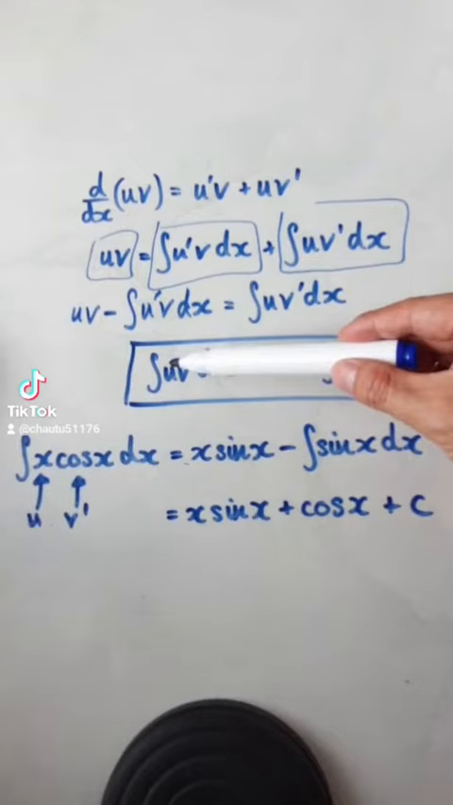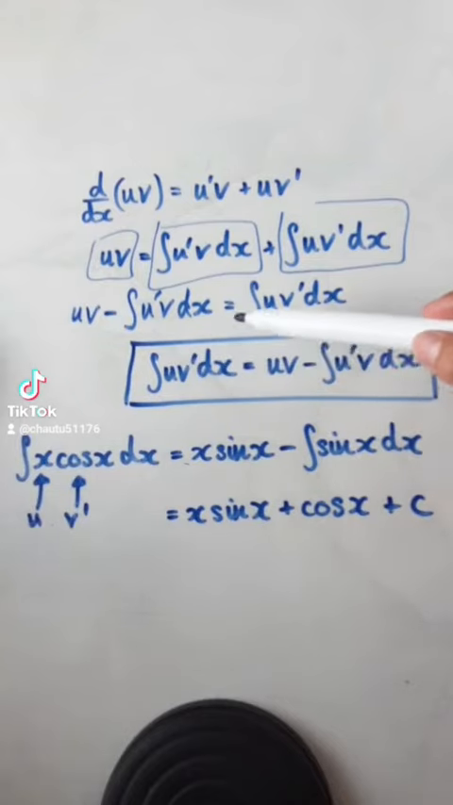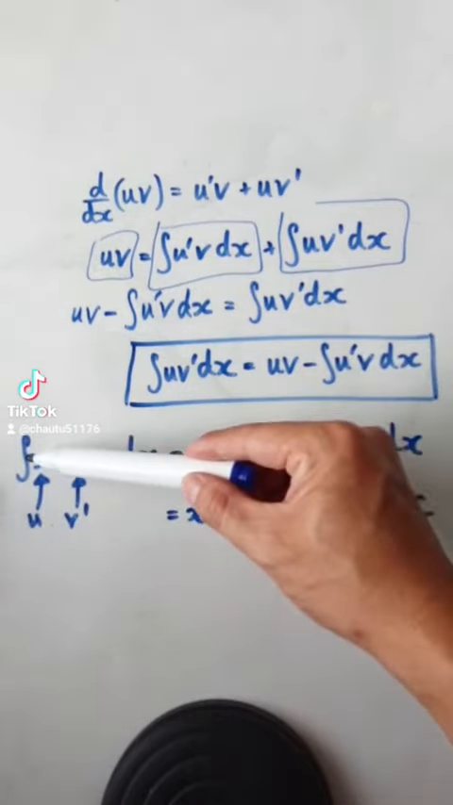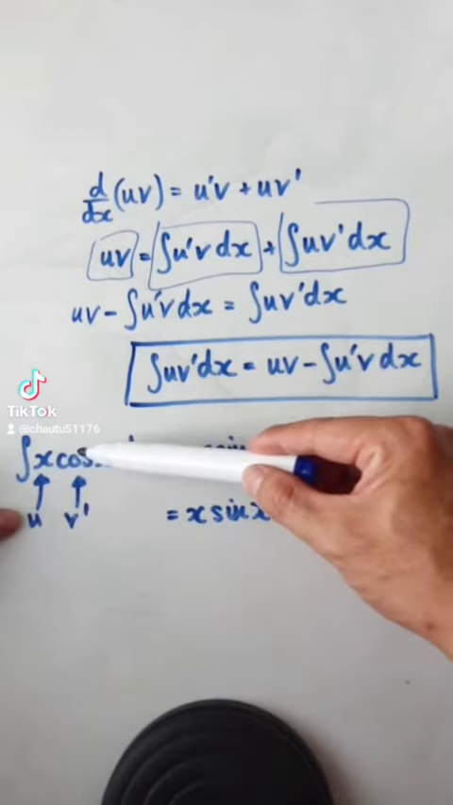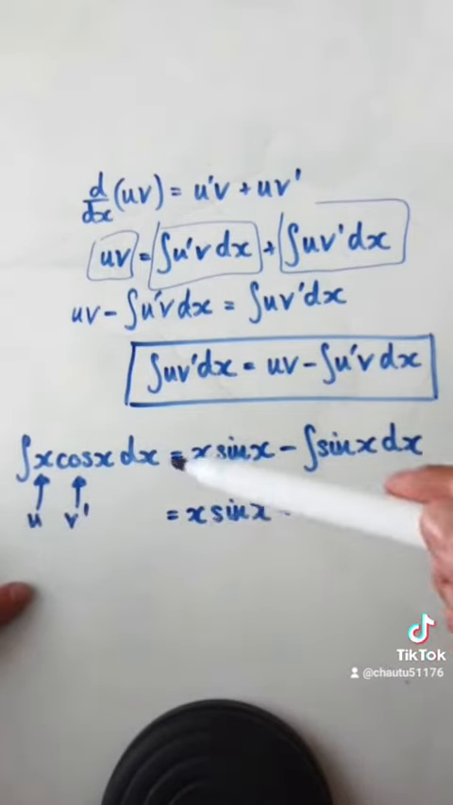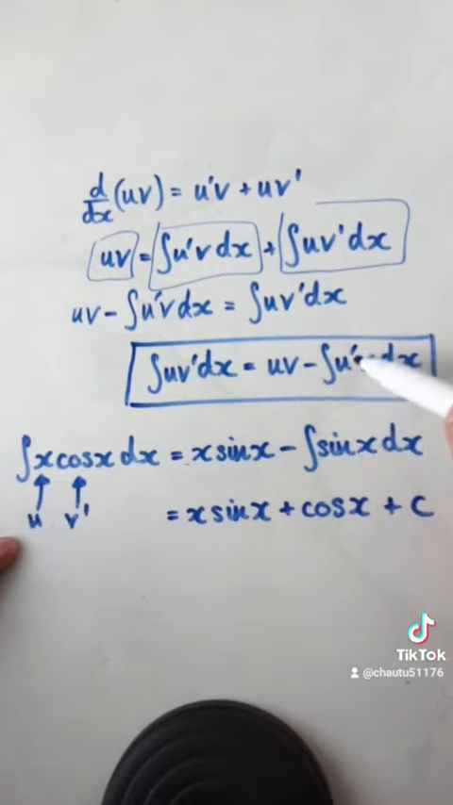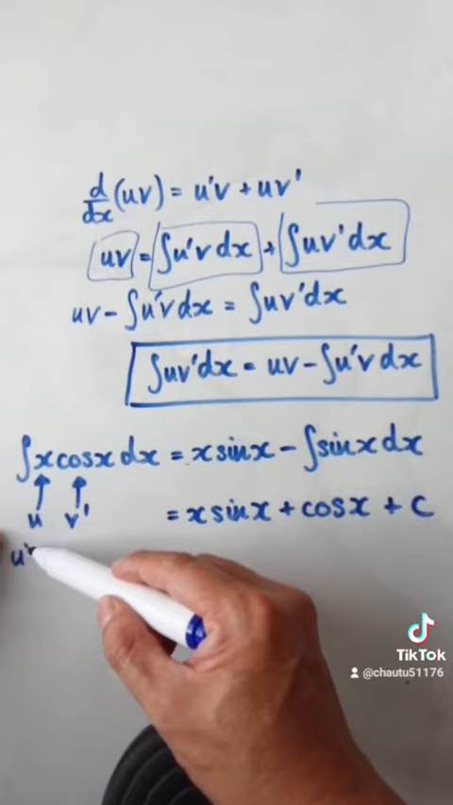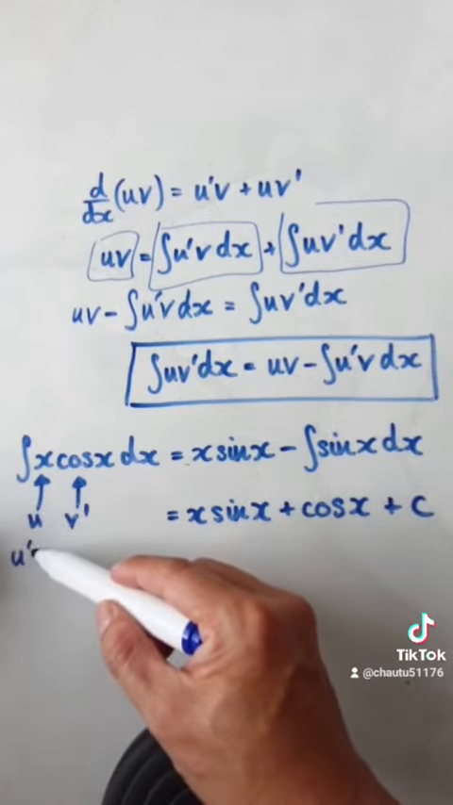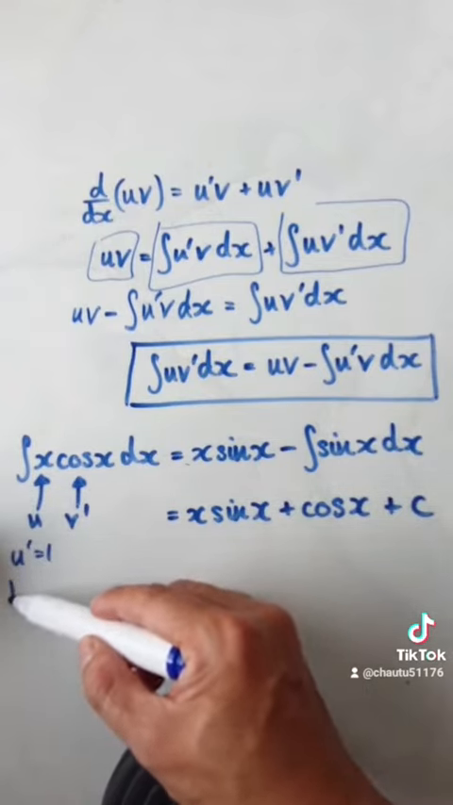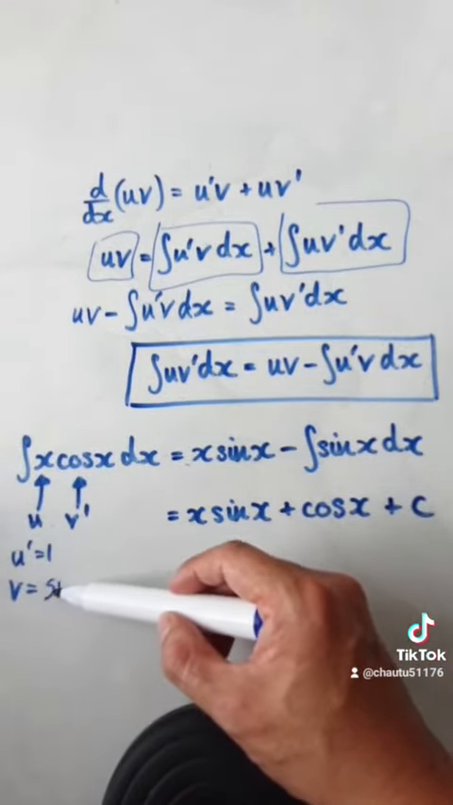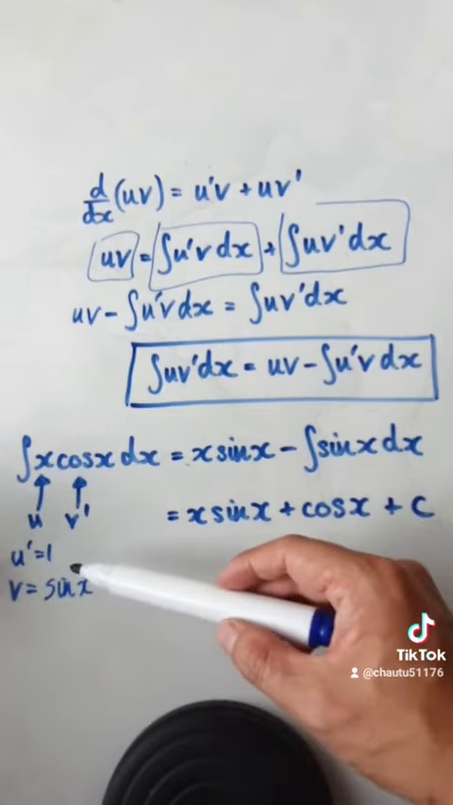If you're trying to integrate one thing times another thing, you just blindly follow this formula here. So for example, if you're trying to integrate x cos x, let x be u, let cos x be v prime. So remember, the formula requires u prime. So if u equals x, then u prime equals 1, and v equals sine of x.